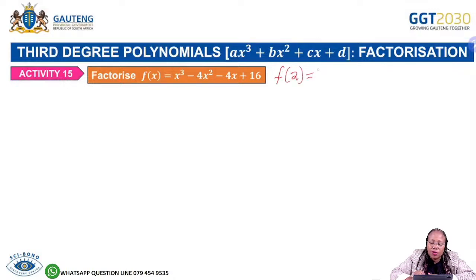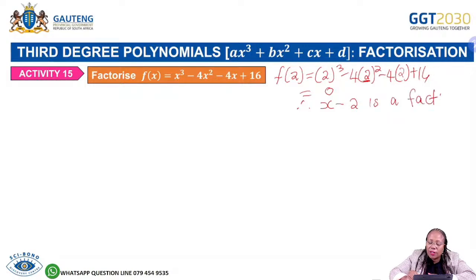This will be f at 2, and then you have 2 cubed minus 4, and then a 2 squared minus 4 and a 2, and then plus 16. And then now if you put this into your calculator, it will give you a 0. It is ensuring that x what? Minus 2. If you substitute plus, it will be minus. Is a factor of this function. So happy now we have the first factor. F at x will be equal to our first factor.